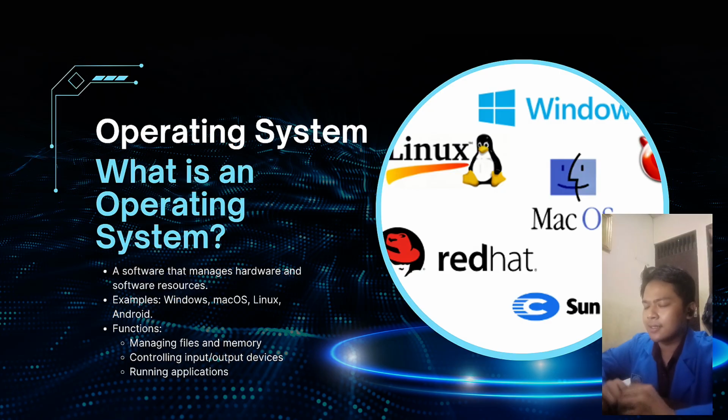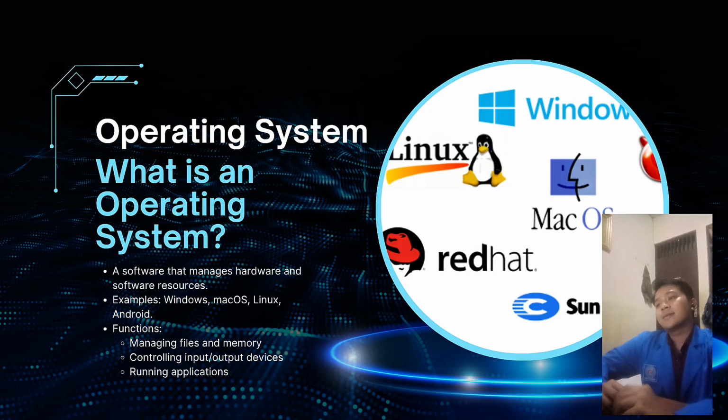The most important part of the computer is the operating system. The operating system, or OS, is the software that manages all hardware and other software in the computer. It helps to control input and output devices, manage files, and run applications. Examples of operating systems include Windows, Mac OS, Linux, and Android.